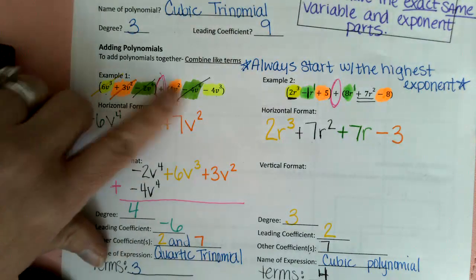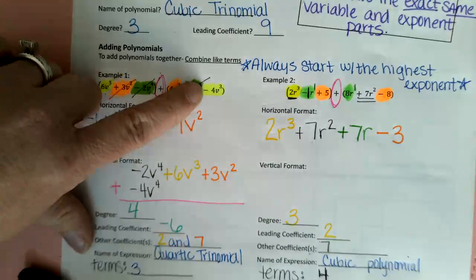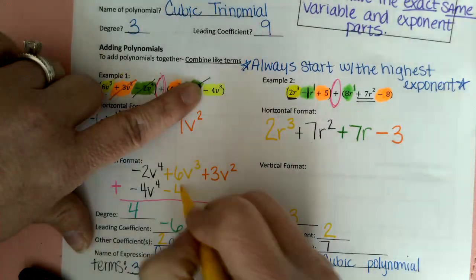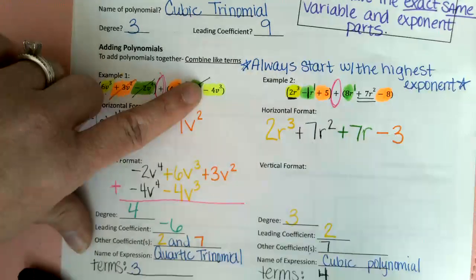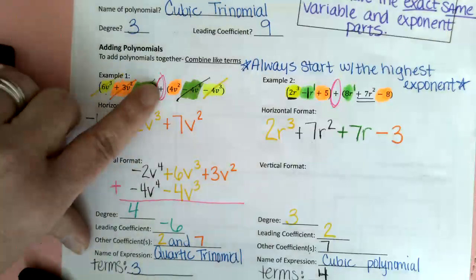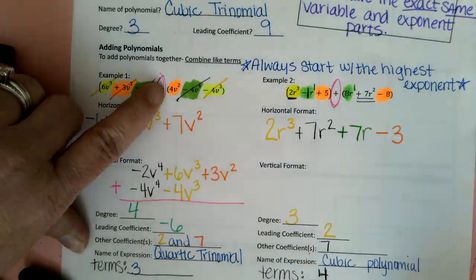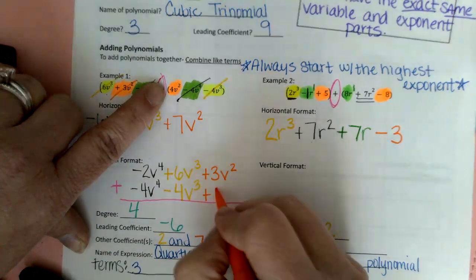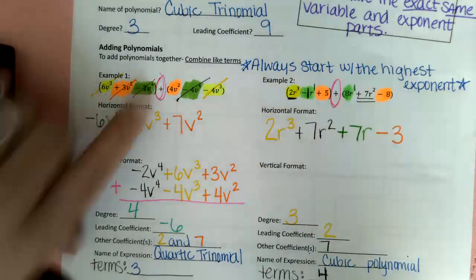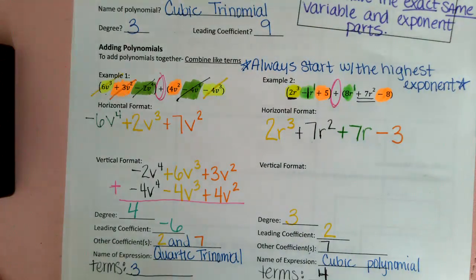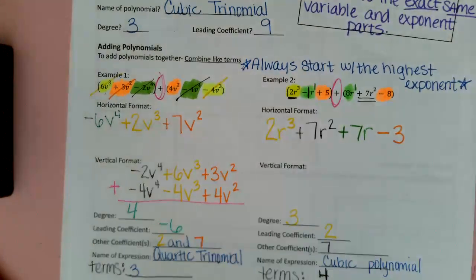Then the next one would be -4v cubed. So -4v cubed. That one's done. And then last but not least is this 4v squared. So positive 4v squared. Now we just add up and down.